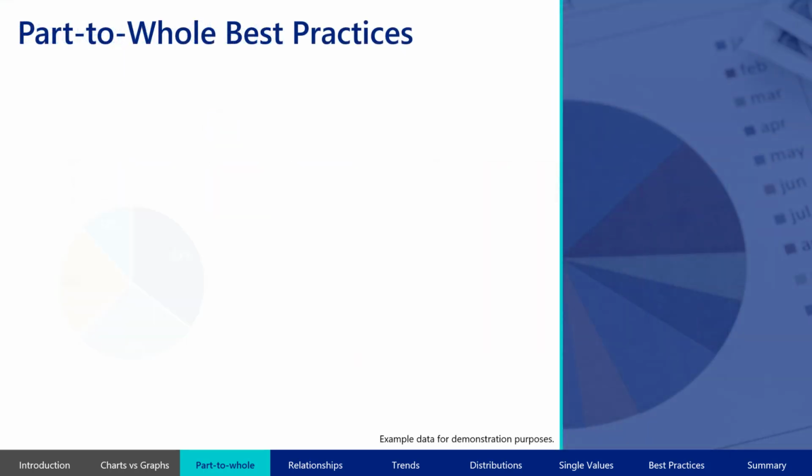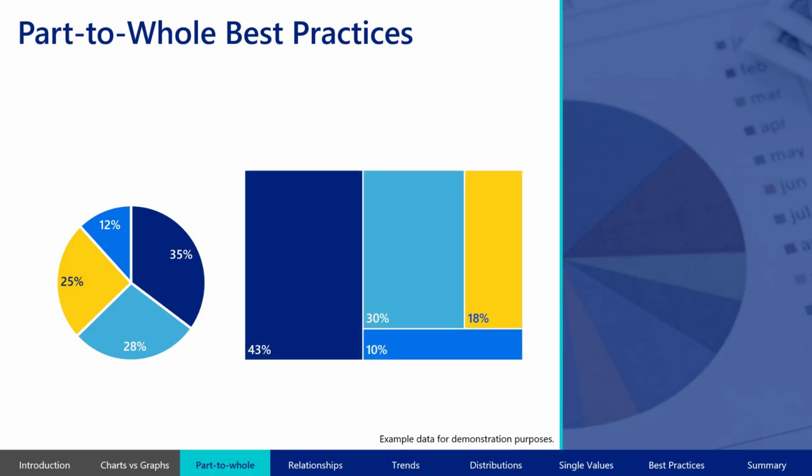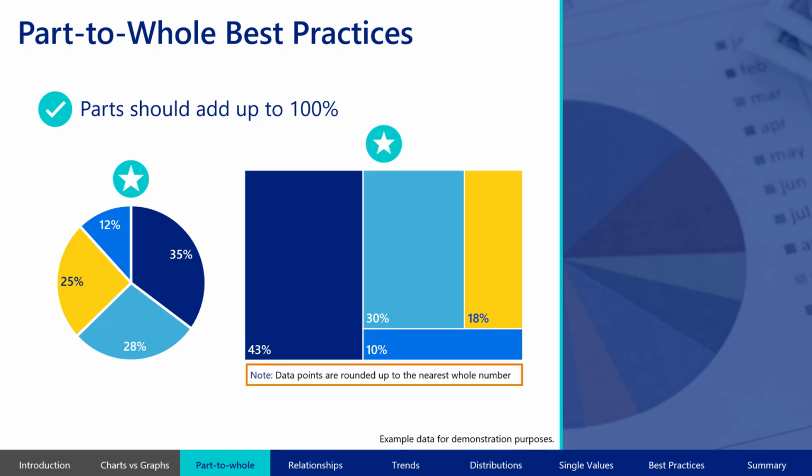Part-to-whole charts, like pie charts and tree maps, are great for making comparisons. But there are a few things to consider that will help your audience accurately read and understand the data presented. Because these charts make part-to-whole comparisons, the values of all the slices or rectangles should add up to 100%, and they should be sized proportionately to their corresponding value. If the value of the slices adds up to more than 100% due to rounded data, include a note within the chart with an explanation.